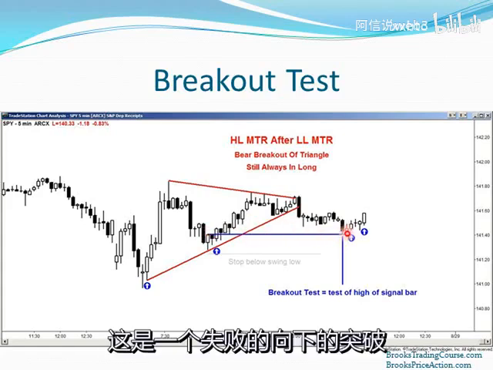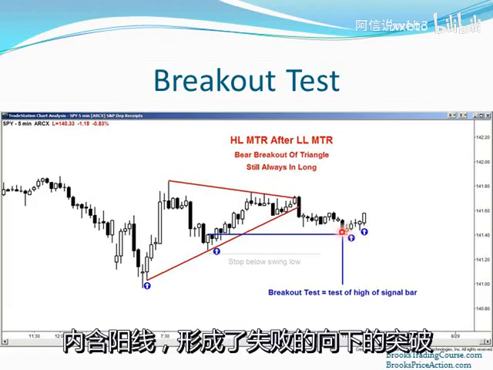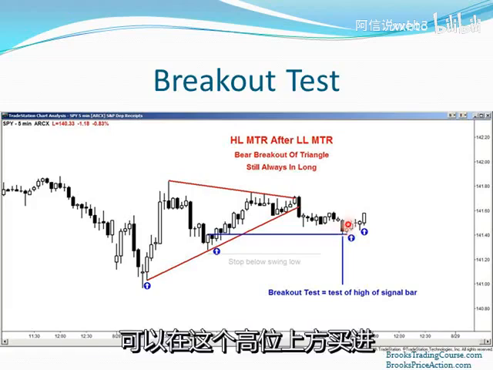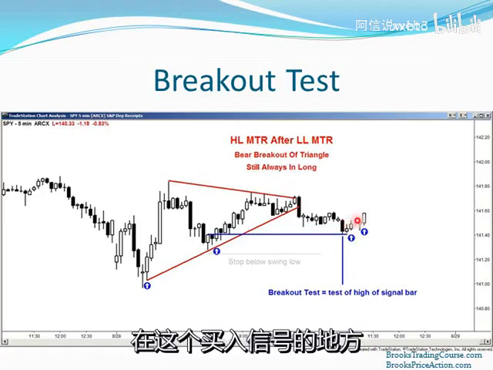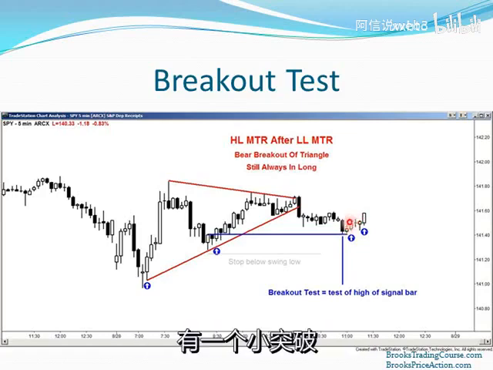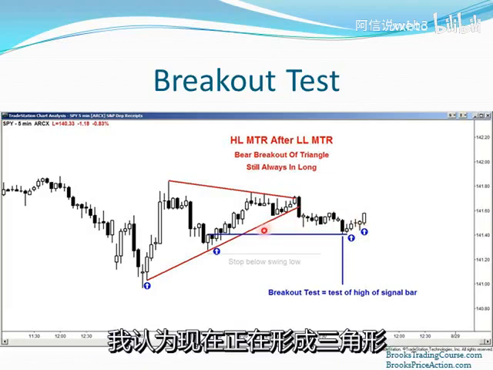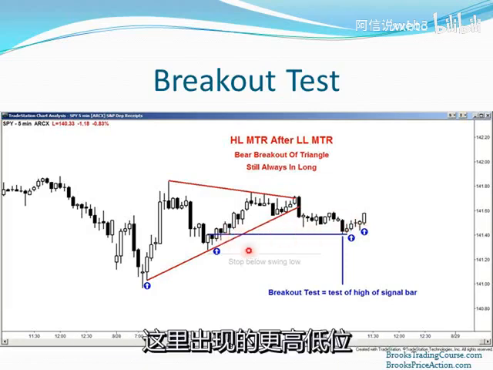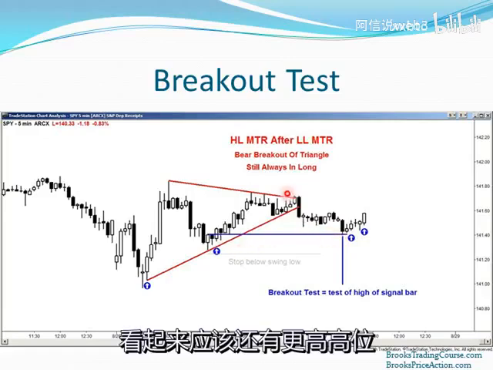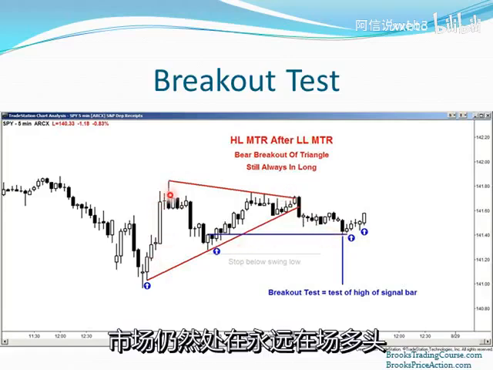We have a failed bear breakout. This bull inside bar creates a failed bear breakout. You could buy above its high. We have a little breakout of that buy signal, and then a pullback and another buy signal. It looks to me like we're forming a triangle. We're forming higher lows, not yet higher highs. The market stayed always in long.